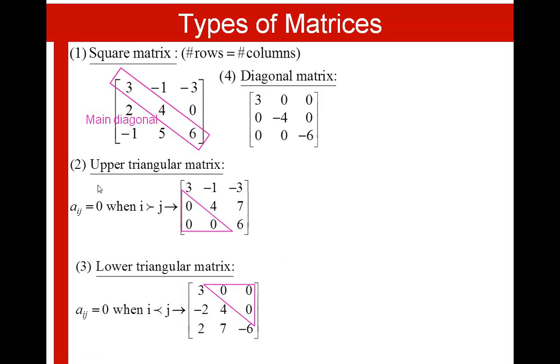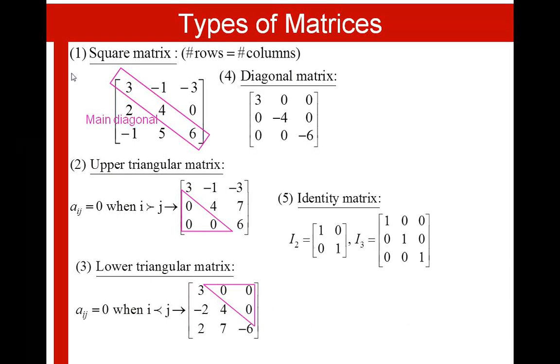A fourth type is a diagonal matrix. A diagonal matrix has only elements along the main diagonal and zeros everywhere else. An identity matrix is a matrix that has ones along the main diagonal, as you can see here, and zeros everywhere else. This is I2. It means that it is a 2 by 2 identity matrix. I3 is a 3 by 3 identity matrix.